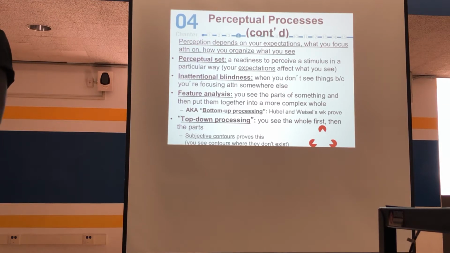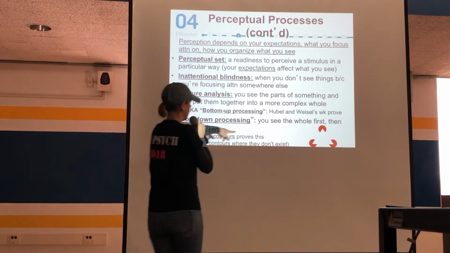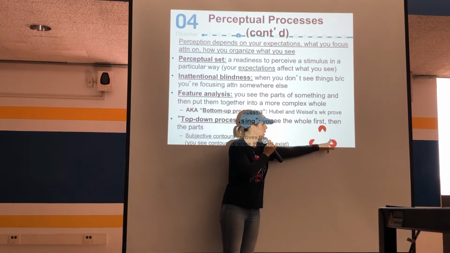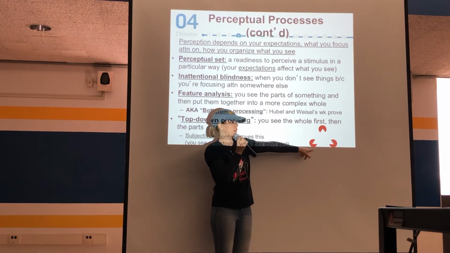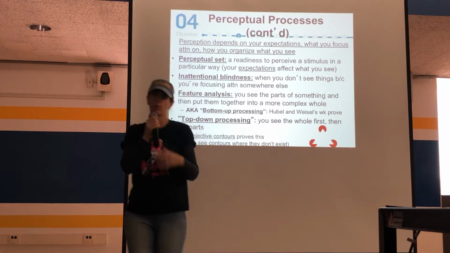What's the other kind? Top down, we see the whole and then the parts, and we check ourselves and then we see the whole again. So what proves that? Subjective contours. So this thing right here, we see a triangle even though there are no parts. There are actually no lines here. It looks like it, but it's not. Okay, so that's subjective contours. That proves top-down processing.